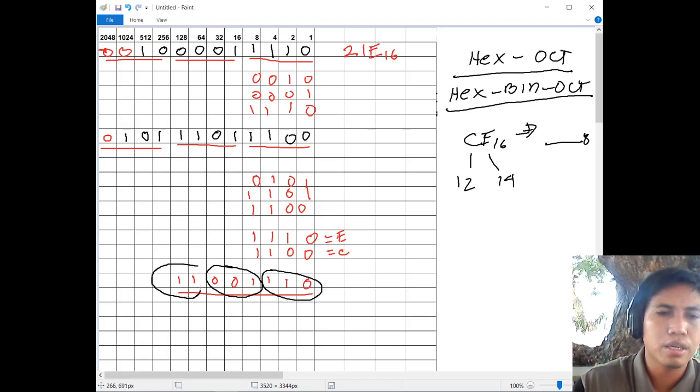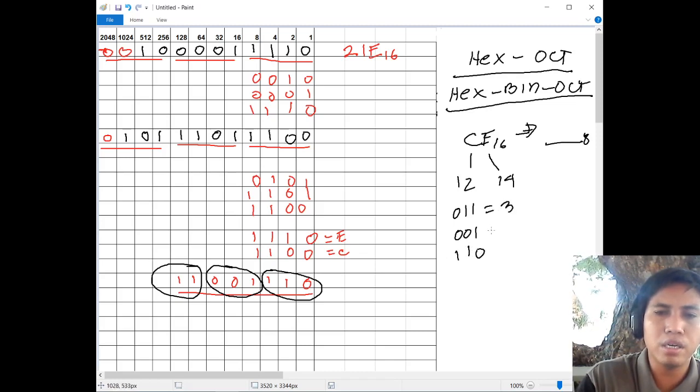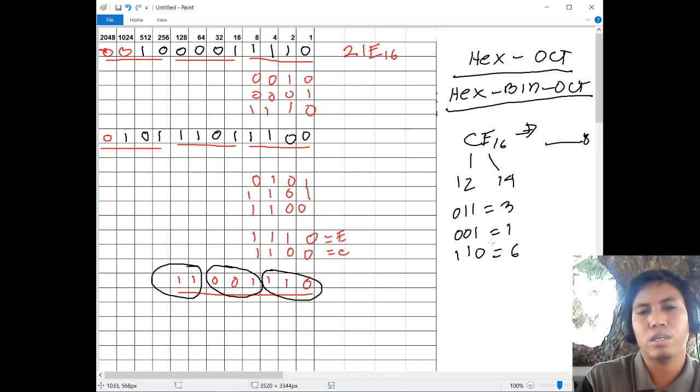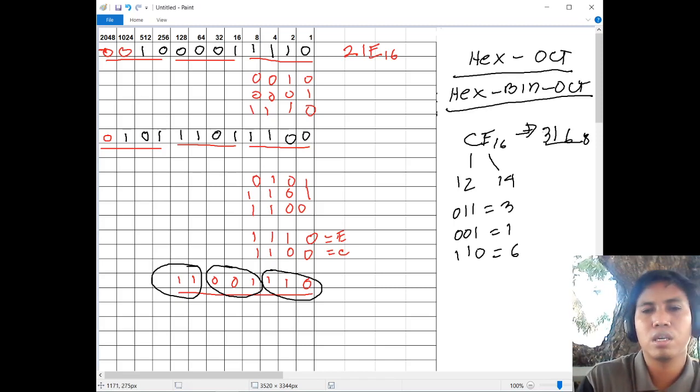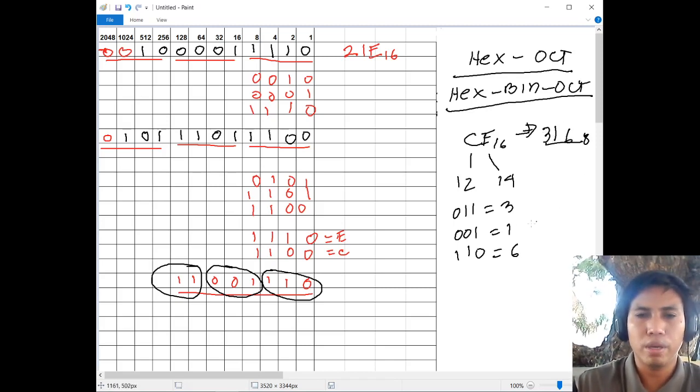Okay, and that's it. So it would become 0, 1, 1, 0, 0, 1, then 1, 1, 0. 0, 1, 1 is 3, 0, 0, 1 is 1, and then 1, 1, 0 is 6. So the digits would be 3, 1, 6 base of 8.